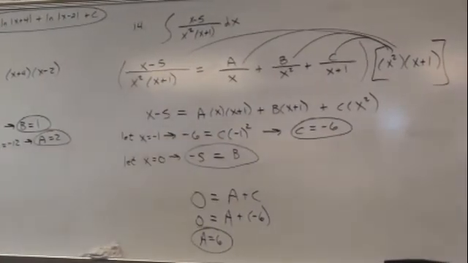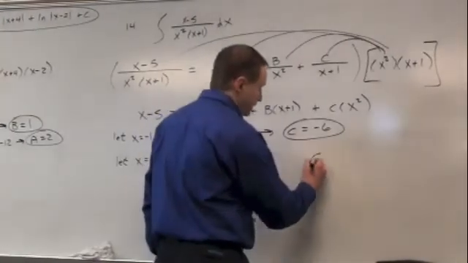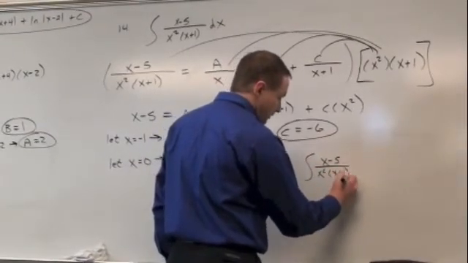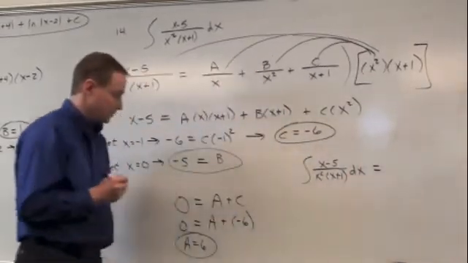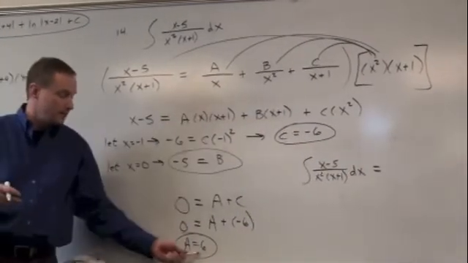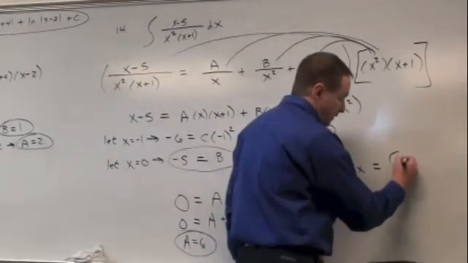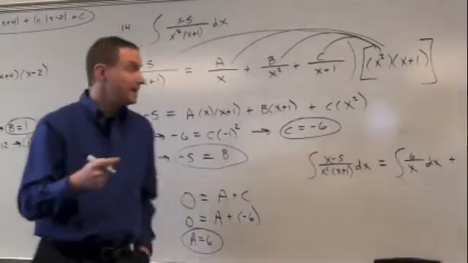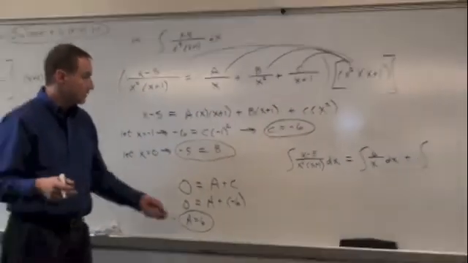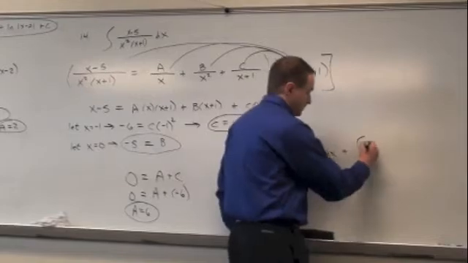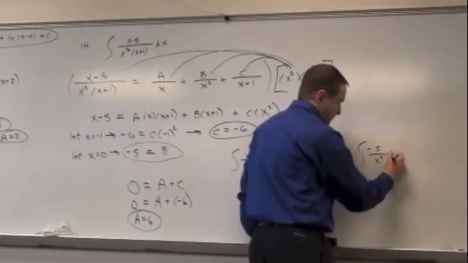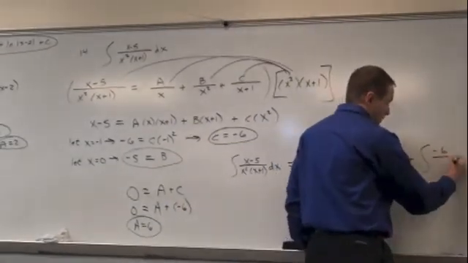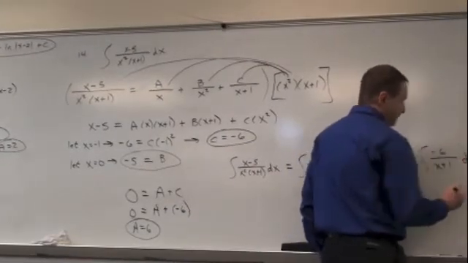So now my original integration problem, bring it down here: the integral of (x minus 5) over x squared times (x plus 1) with respect to x is equal to the integral of 6 over x with respect to x, plus the integral of b over x squared, where b is negative 5, plus the integral of c, negative 6, over x plus 1 with respect to x.